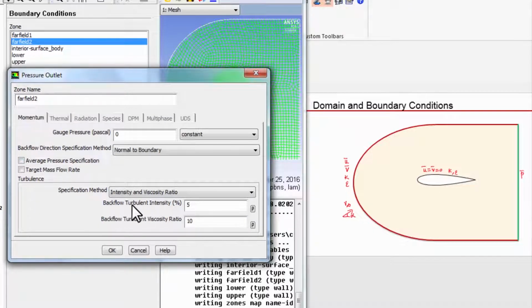The backflow settings are for if the flow is coming in through here, and hopefully it won't do that. I've seen that problem if this boundary is too close to whatever geometry you have. So if you push the far field boundary far enough back, you shouldn't have to deal with the flow coming in, which is a problem. You want the flow to be going out through the outlet.